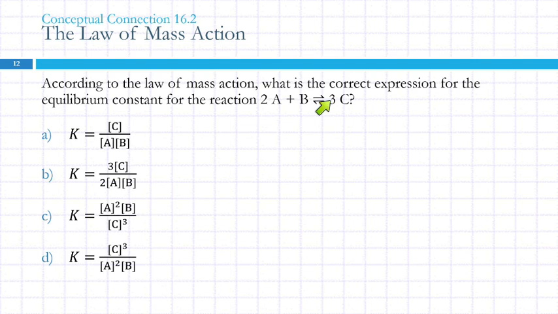What's the correct expression for the equilibrium constant for this reaction? D. So the product is C, so that goes on top, and there's 3 of them, so it's C cubed, divided by A squared times B.